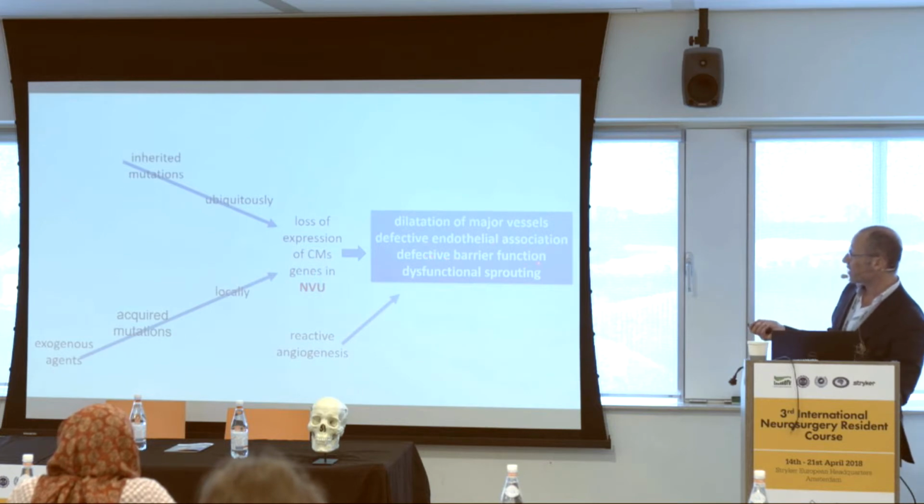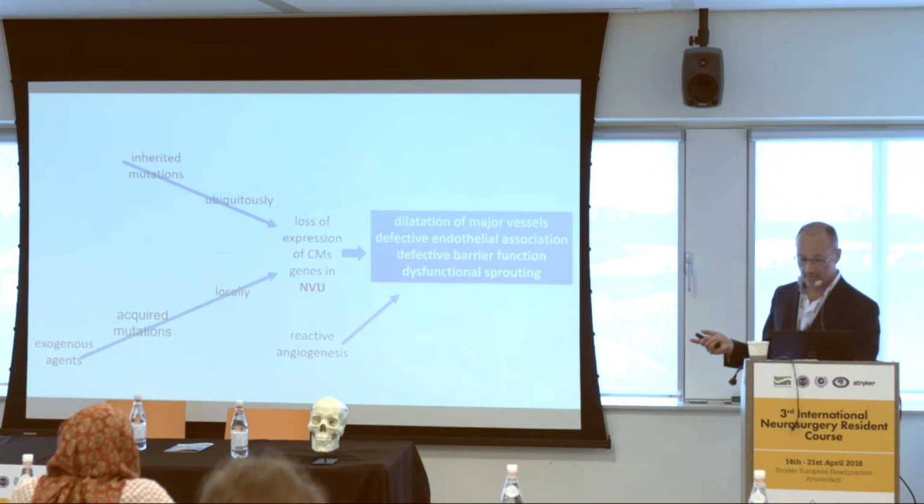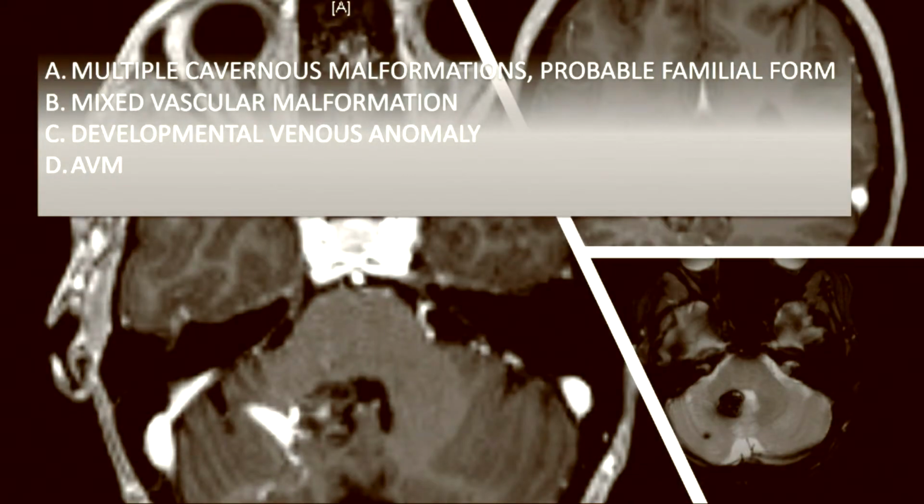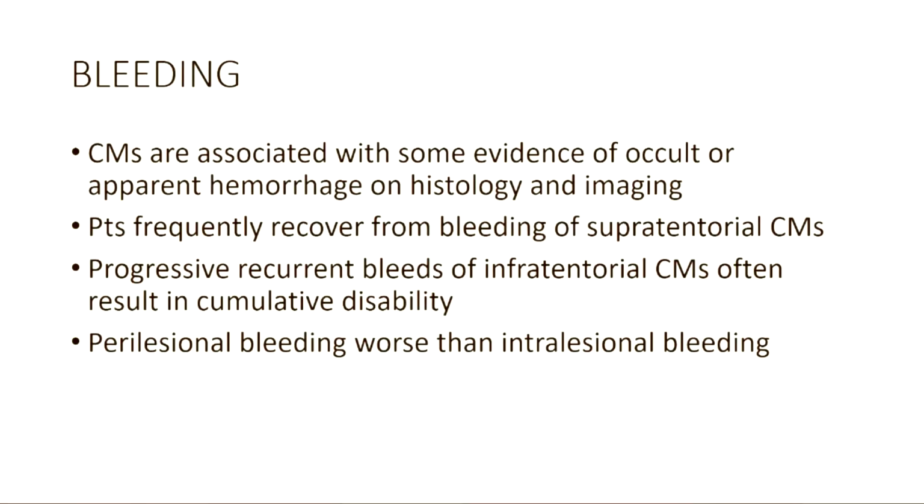Bleeding is a major issue. As you all know, cavernous malformation is associated with some evidence of occult or apparent hemorrhage. Patients with supratentorial cavernomas frequently recover from bleeding, but patients with infratentorial lesions generally have progressive recurrent bleeds that result in cumulative disability. And what is very important to stress is that perilesional bleeding is worse than intralesional bleeding.